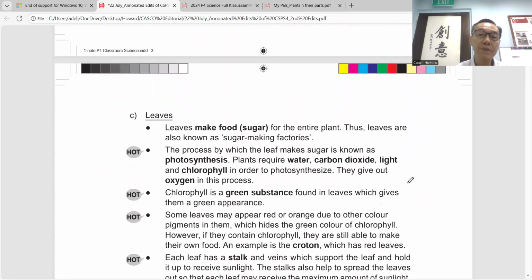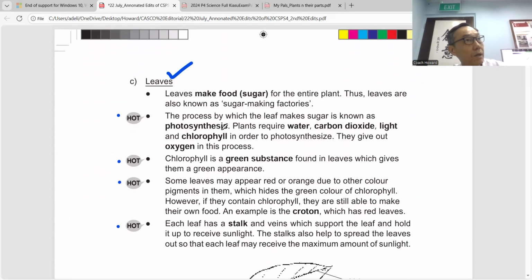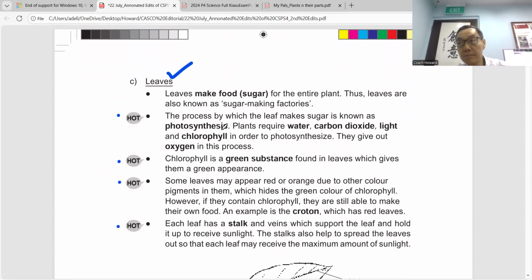Yeah. Leaves. Okay, leaves is the important one. Leaves are necessary because it helps the plant to make food. Okay, you notice there are several HOT down here, higher order thinking, because some of these facts are needed for primary 5. I'm teaching primary 5 also. Primary 5, they're learning the chapter on plant system, on pollination and fertilization.